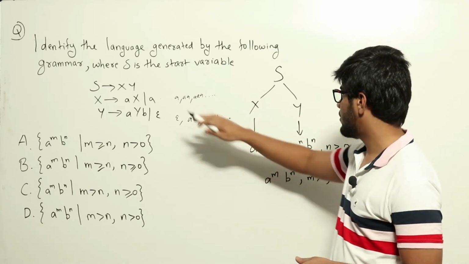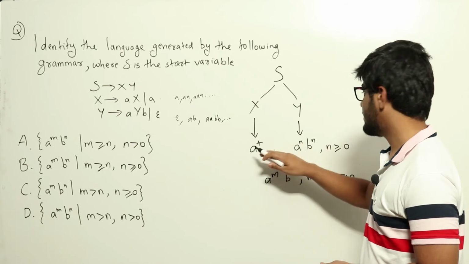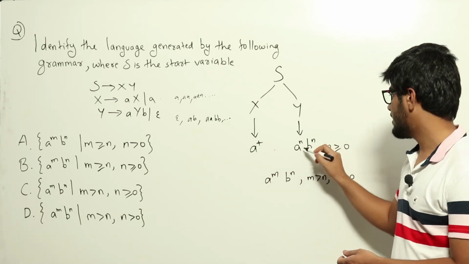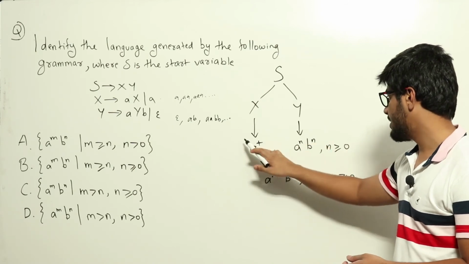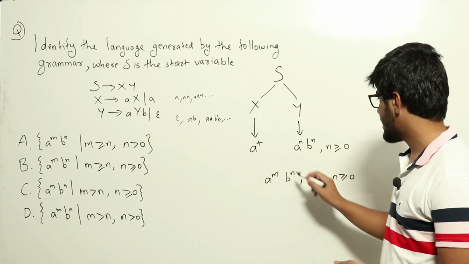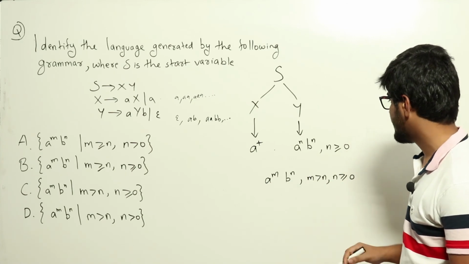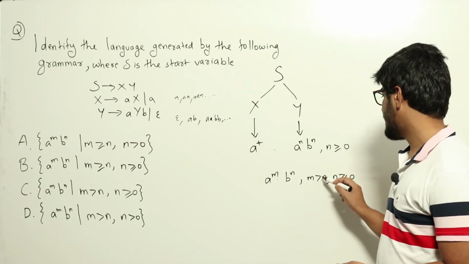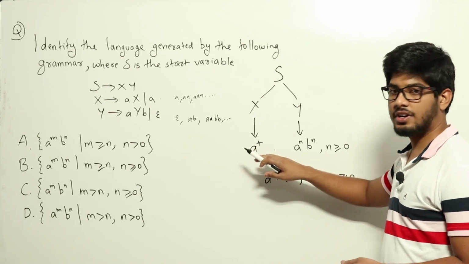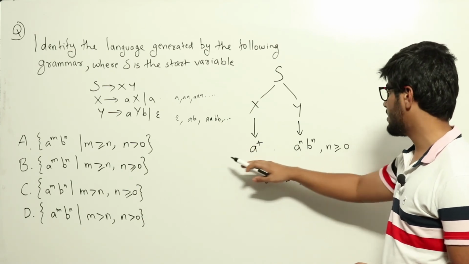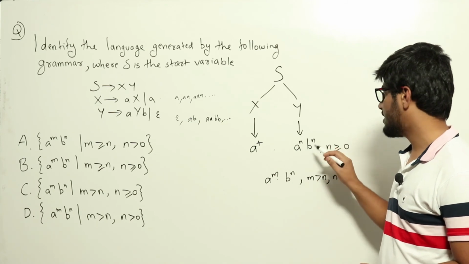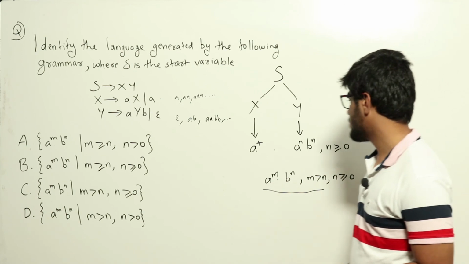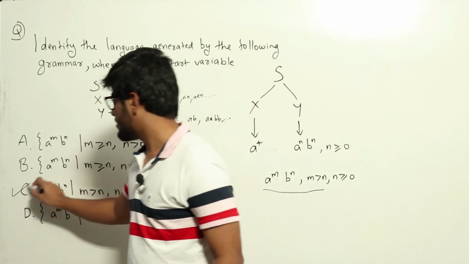So what S gives would be this and this combined together. That is, we have n a's here, n b's here, and before the n a's there will be one or more a's also. So we can write it as a raised to m, b raised to n. Now n would be greater or equal to 0. M will be greater than n because in this part there will be at least one a, meaning combining this with the a's here, the number of a's will be greater than the number of b's. So this is the final language, and if you look at the options, that is option C.